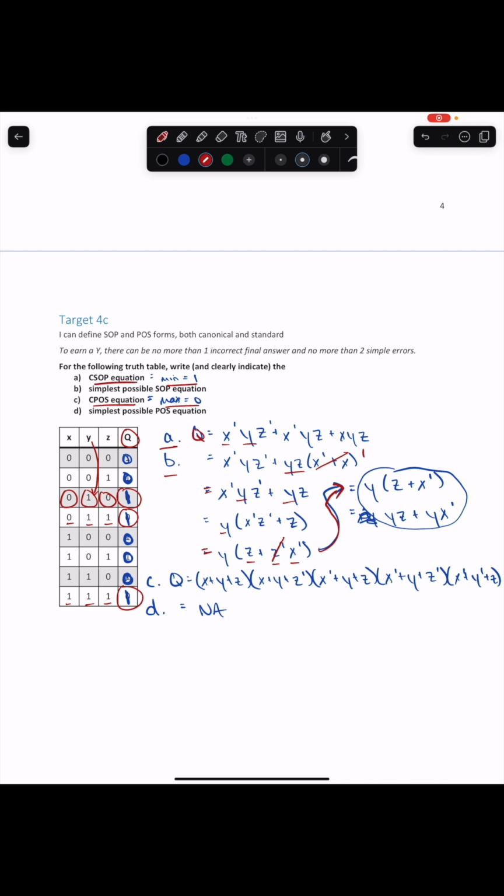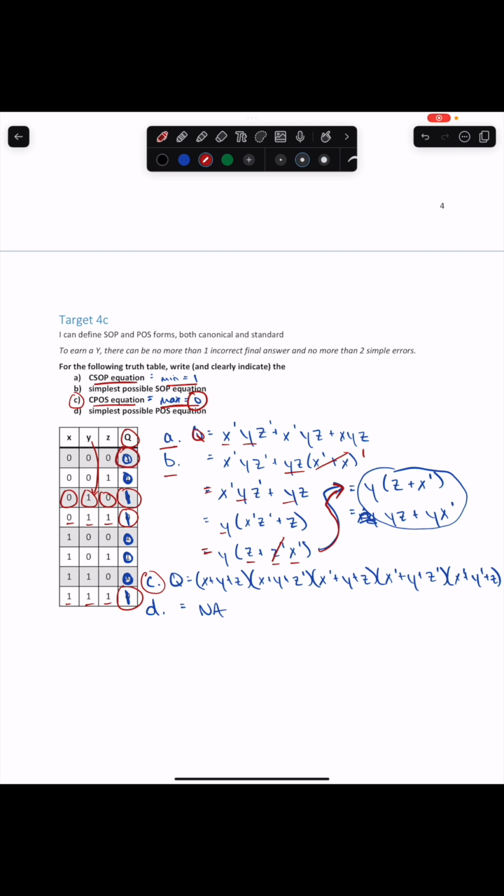And for the next step, we're going to part C here, and that is finding the CPOS, canonical POS form. So every single variable must exist in each term that you create. And so this is product of sums. So each term will be added, or as they say, ORed with each other, and then multiplied, ANDed, with each other. So again, it's max terms, reminding myself here, looking for zeros, right, in the truth table.